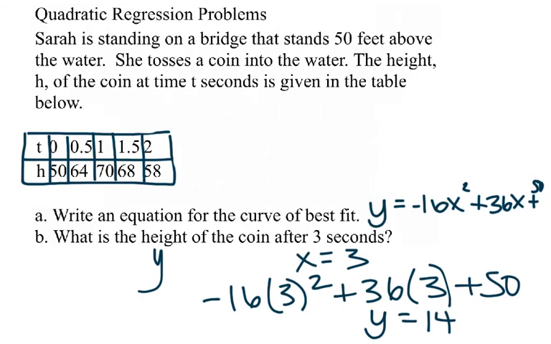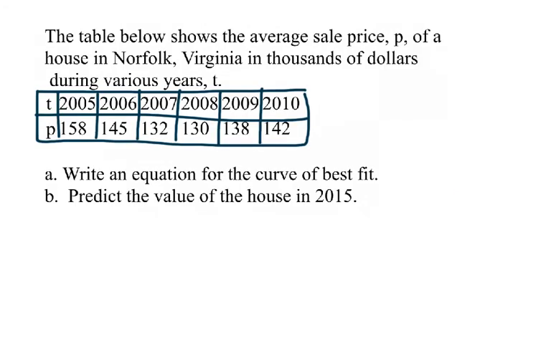Alright, let's do just one more regression. So once again, here's the table of values. We're talking about the average sale price P of a house in Norfolk, Virginia in thousands of dollars during various years T. Write an equation of the curve of best fit. So either using Desmos or using your TI-84 calculator, I want you to find the curve of best fit. Pause the video in 1, 2, 3.